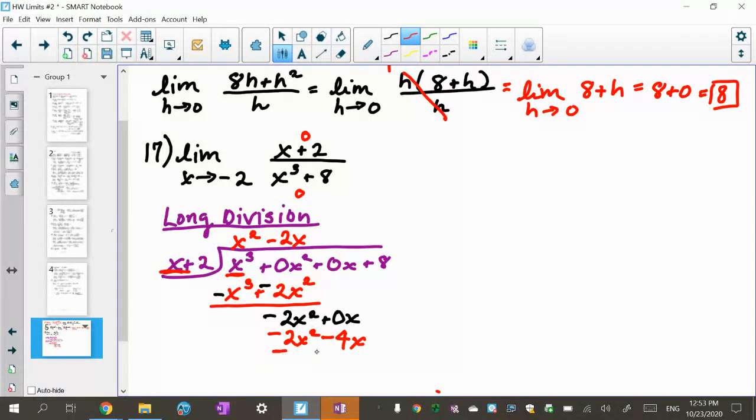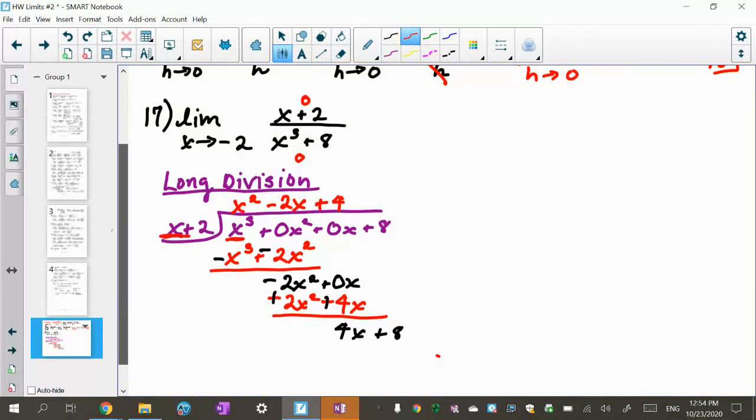Draw the line, change the signs because you're subtracting. That cancels. Now I have a positive 4x. Bring down the plus 8. Now x goes into 4x how many times? Plus 4. I hope this kind of brings back to memory what you did, and then you've got 4x plus 8. Draw the line, change the signs, and I have a 0.